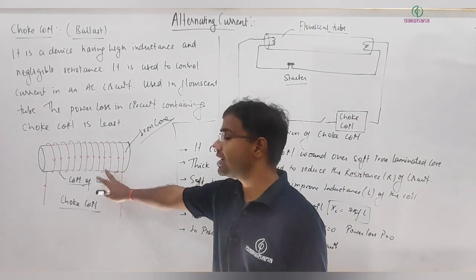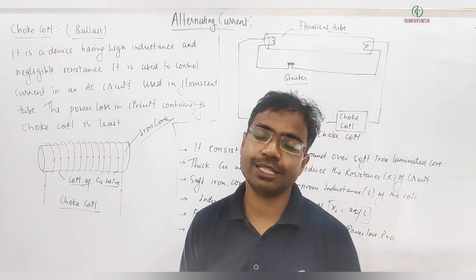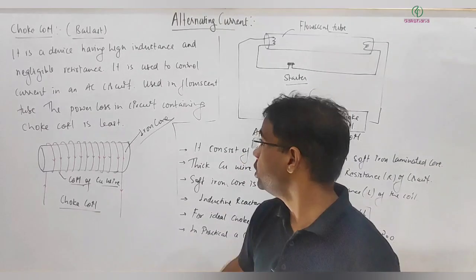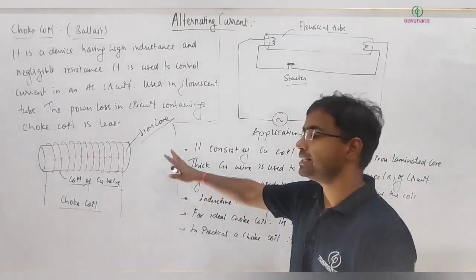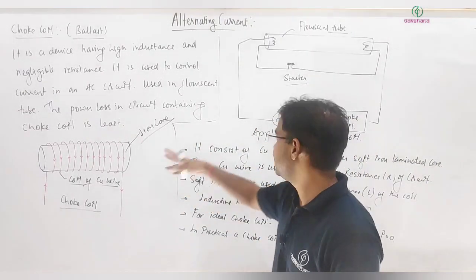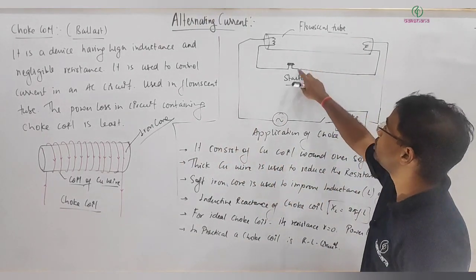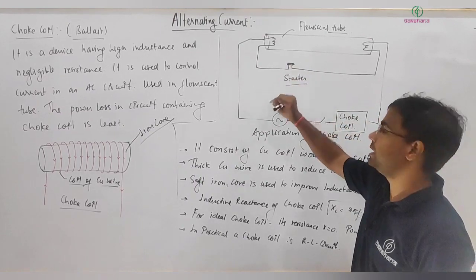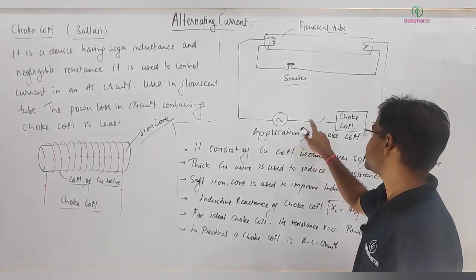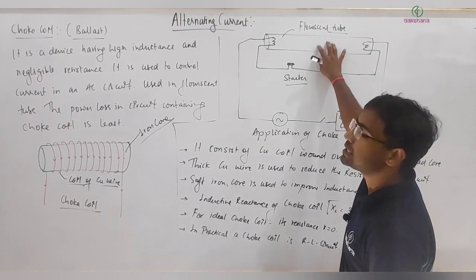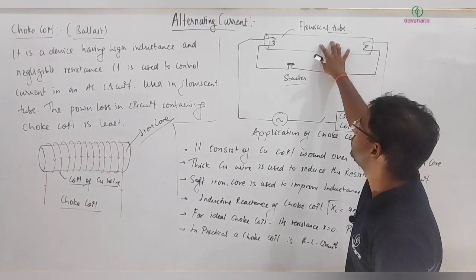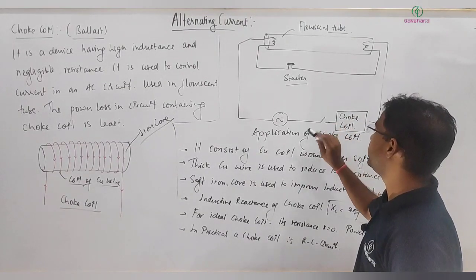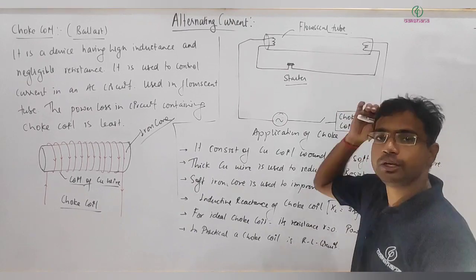Next, the copper wire definitely will have some resistance, but in the ideal case we take its resistance to be negligible or 0. As for how it is connected, we normally connect it in series. Let's say this is a fluorescent tube or tube light, with a starter, connected to some AC source. We want the current for this tube to be small, so we connect one choke coil here, and when you switch it on, this coil will help in reducing the current.